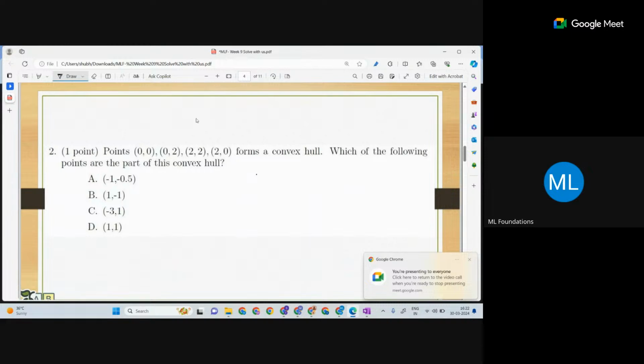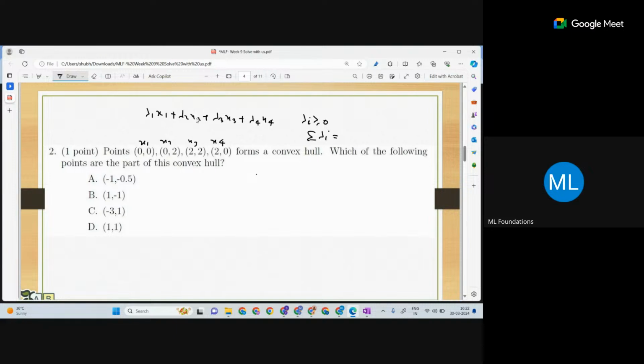So we have been given some points. Assume this is x1, this is x2, this is x3, and this is x4. We know how we form a convex hull. We write lambda1 x1 plus lambda2 x2 plus lambda3 x3 plus lambda4 x4, where the constraints are all lambdas should be greater than or equal to 0, okay? And the sum will be equal to 1.